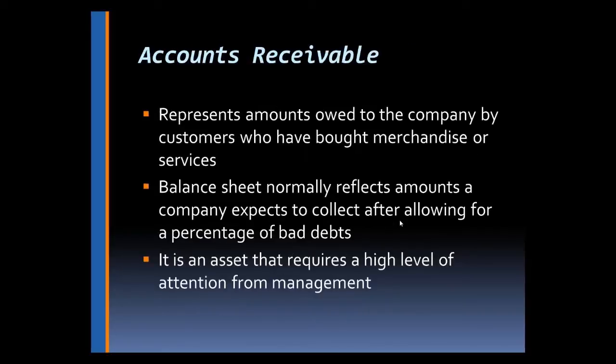A second type of current asset is an account receivable. This represents monies owed to the company by customers who have bought merchandise or to whom they have provided services. On the balance sheet, the accounts receivable are normally reflected at amounts the company expects to collect after allowing for a percentage of bad debts. Accounts receivable can normally tie up a very large amount of the working capital of a company. And so they require a high level of attention from management.